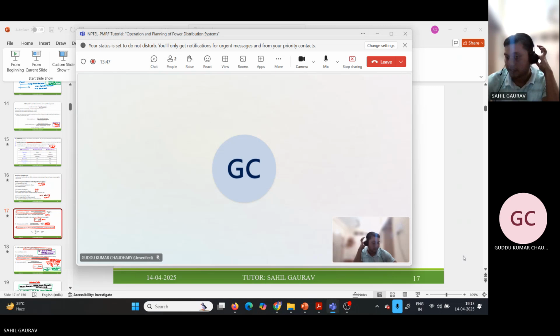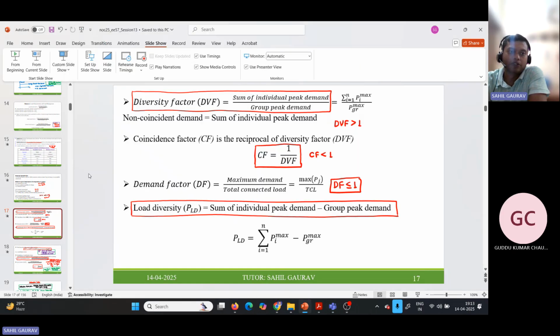So what we will do is see all the theoretical parts, all the basic concepts, and then we will see the current year assignment also, so that will be helpful in your current exam.